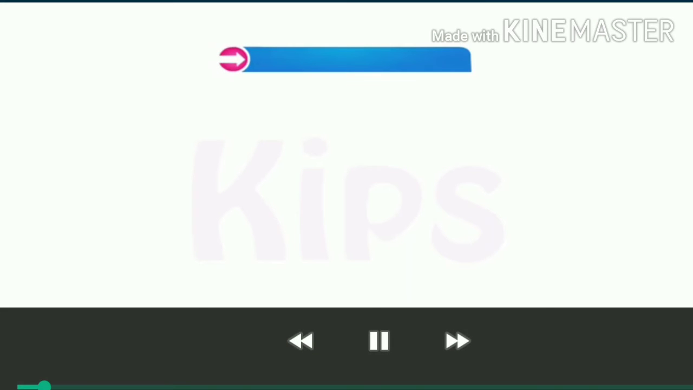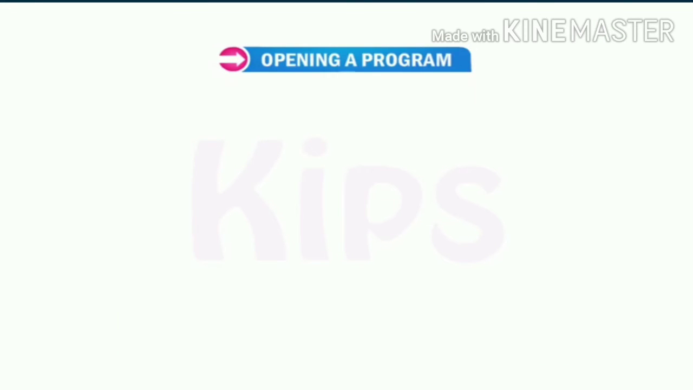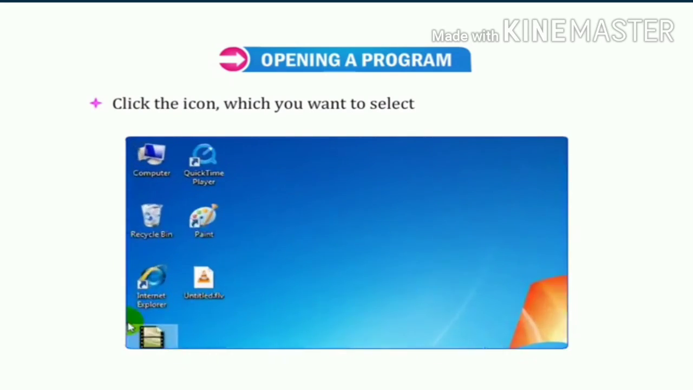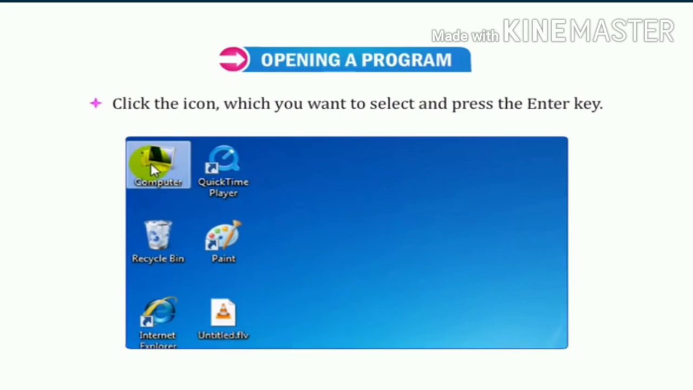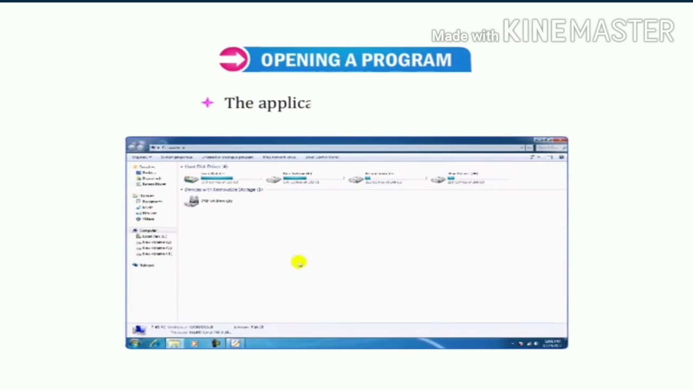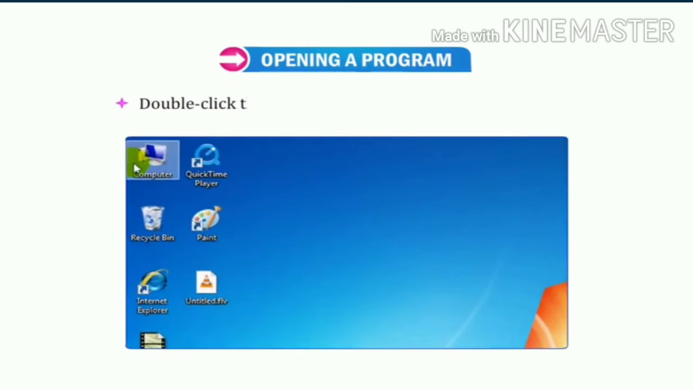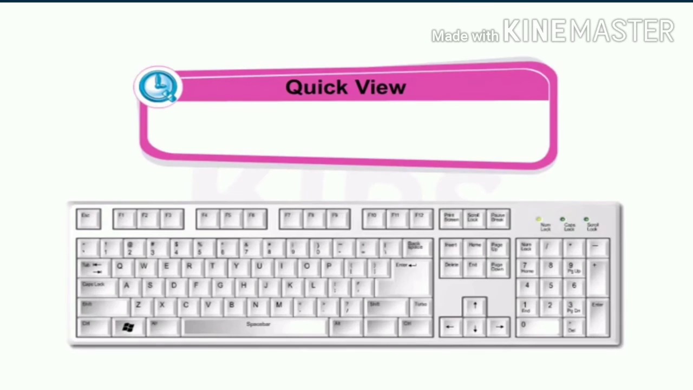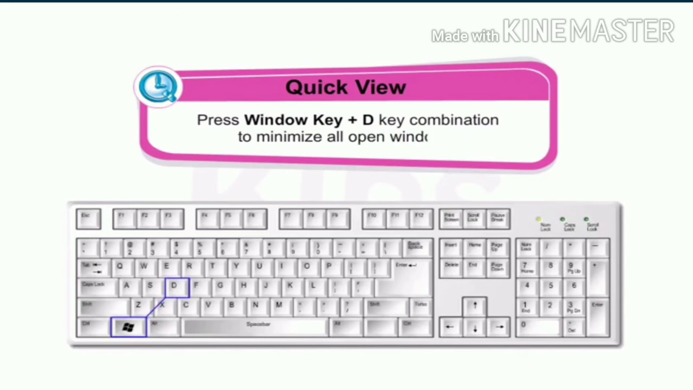Students, let us understand the steps of opening a program. Click on the icon which you want to select and press the Enter key. The application window will open. Or double-click the left mouse button on the icon to open it. Let us have a quick view. Press the Window key plus D key combination to minimize all open windows.